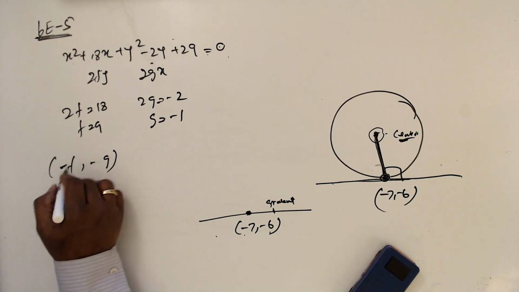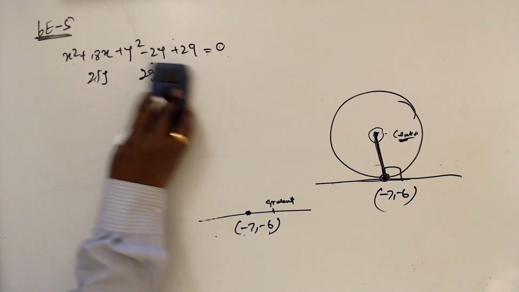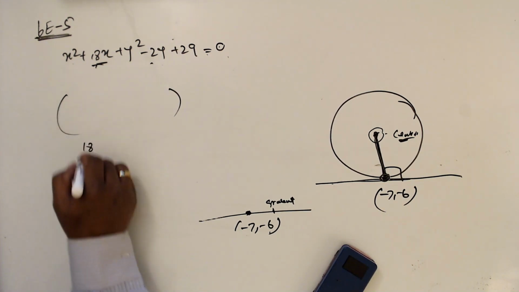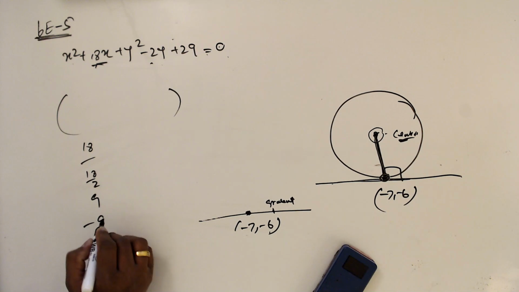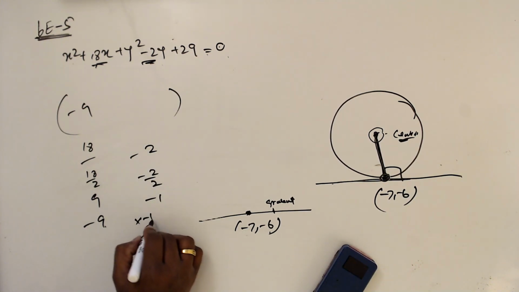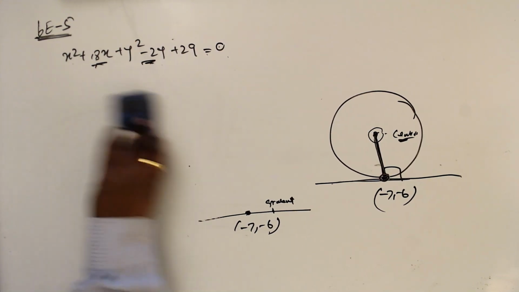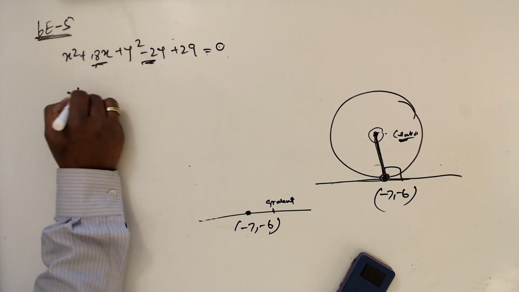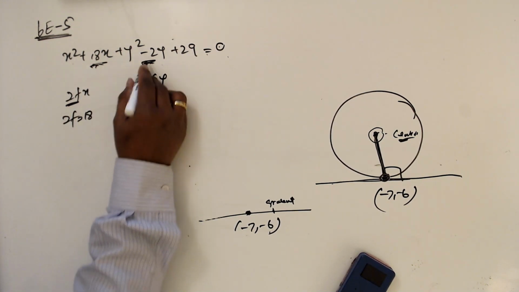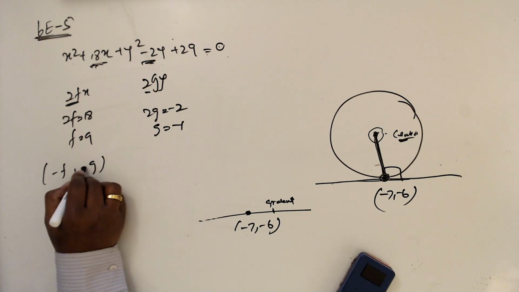And what is -f? This is -9. And -g means plus 1. Or simply, take the x value, 18 divided by 2 is 9, multiply by -1, so -9. Take this one, -2, divide by 2 is -1, multiply by -1, so this is going to be 1. But we need a presentation, that's why. Okay, I will take 2fx and 2gy, then 2f equals 18, then 2g equals -2, f equals 9, g equals -1, center is (-f, -g).